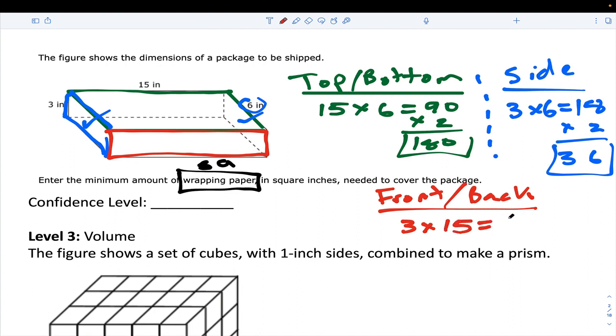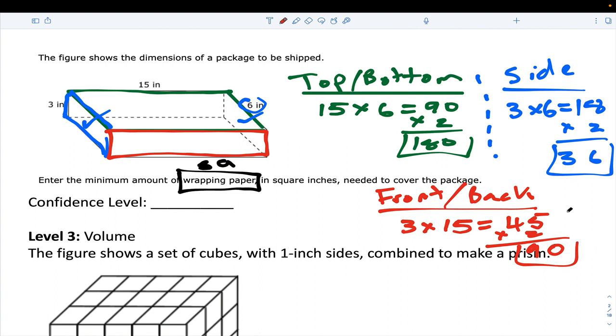3 times 15 is what, Frankie? 45. And what do I do with that number, I believe? We have. And then you add all the answers together. Yeah, you just painted every single side separately, but we want the total surface area. So we're going to add them up. 3 times 15 is 45. We multiplied by 2. That became 90.